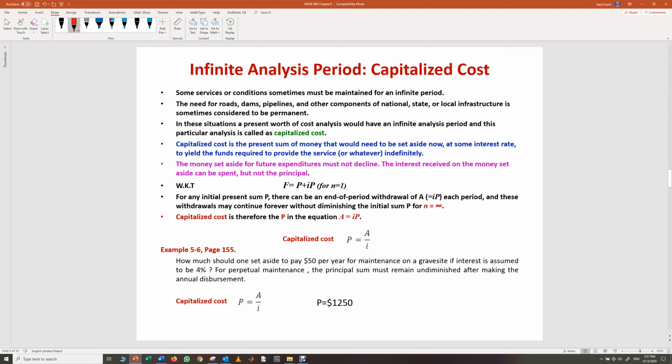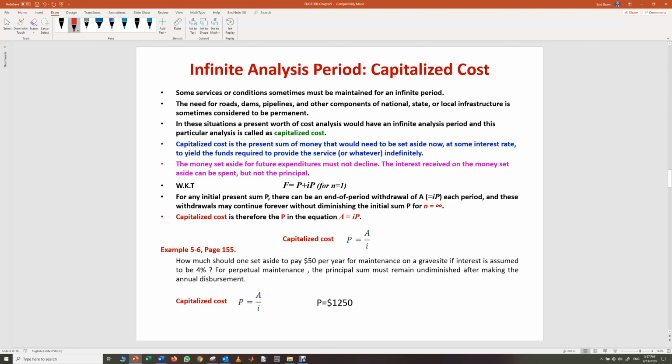The money set aside for future expenditure must not decline. The interest received on the money set aside can be spent, but not the principal. That means here we have the future value is P, which is the present value, plus IP. This is the interest for n equal to 1. Okay, so this is our equation.